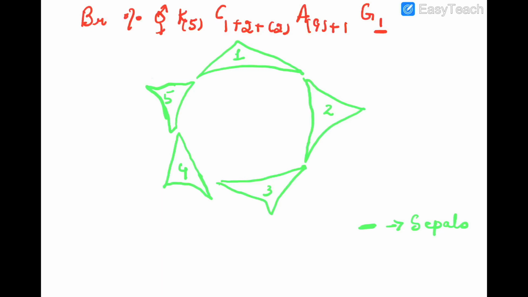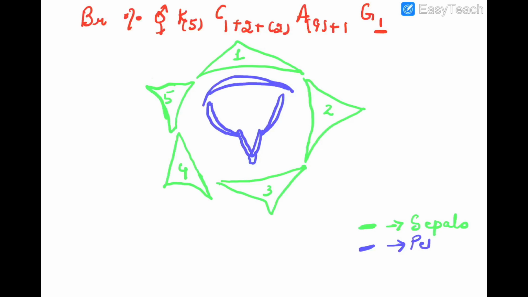arranged in 1 plus 2 plus 2. That means in vexillary estivation. So this I am drawing, vexillary estivation. 1 is the largest petal. It overlaps the 2 lateral wings, which further overlaps 2 other petals which are fused. So this which I have drawn in purple color are the petals.